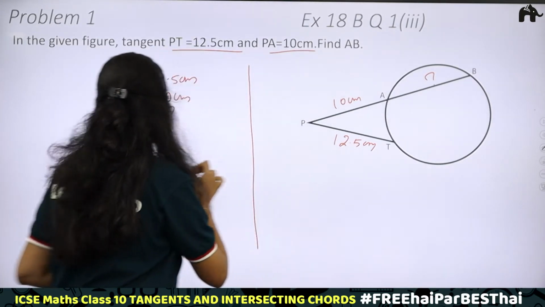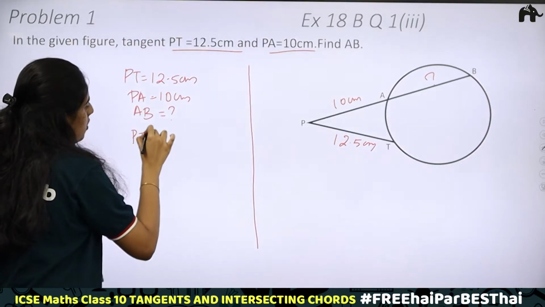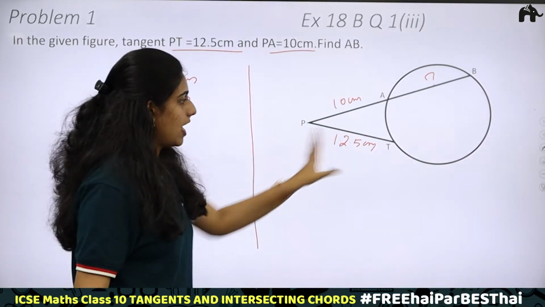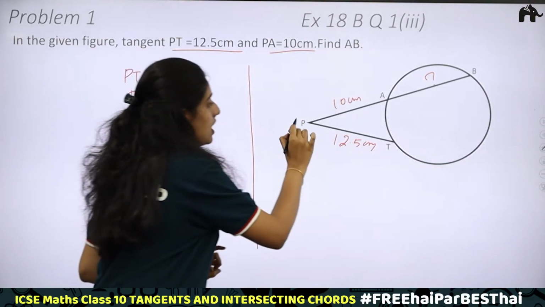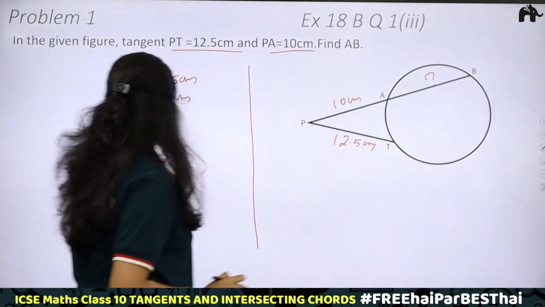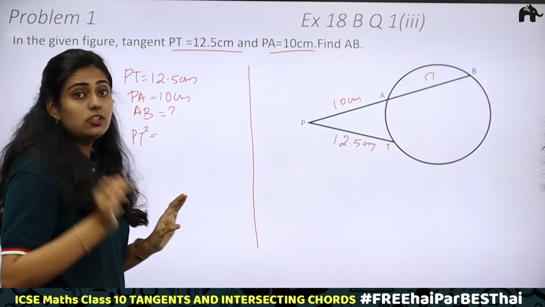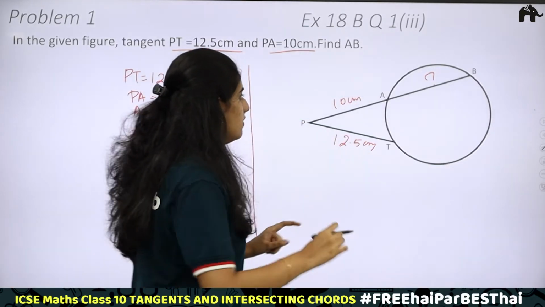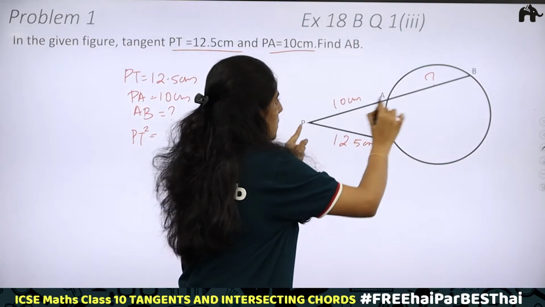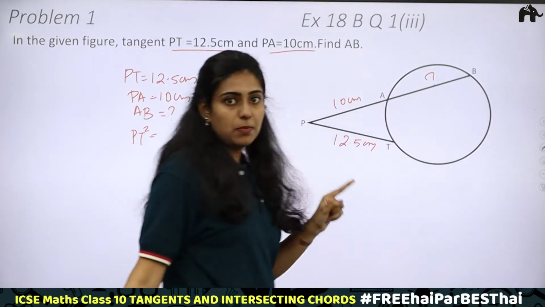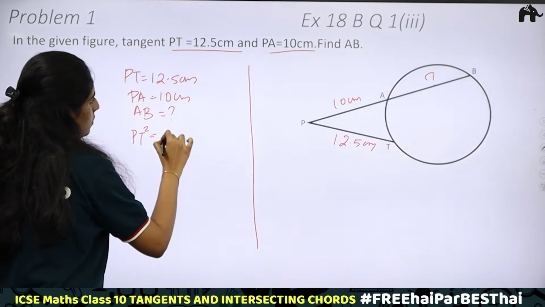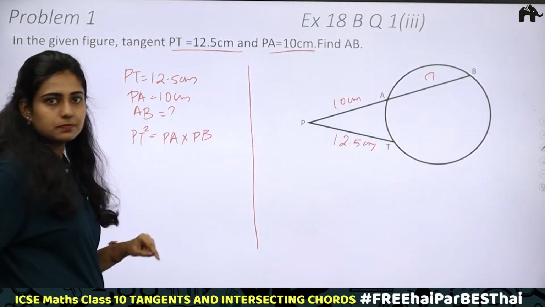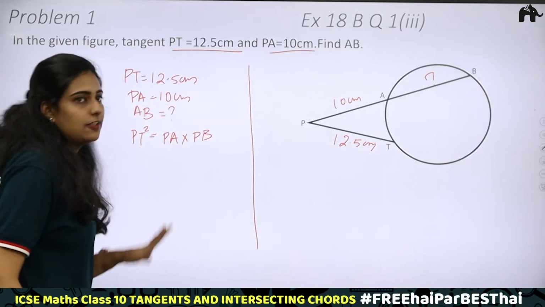PT is the length of the tangent from the point of contact to the point of intersection of chord and tangent, and therefore the square of PT will be equal to the product of the length of segments of the chord. Here we have the first segment PA and the second segment PB. It will be equal to PA into PB. Clear? From this we can find PB.